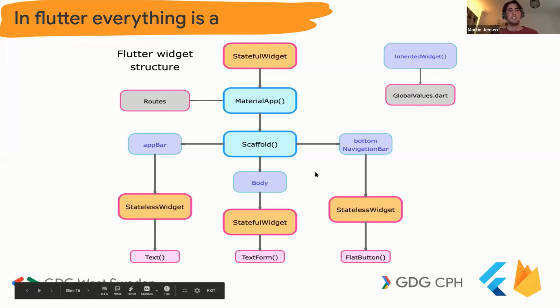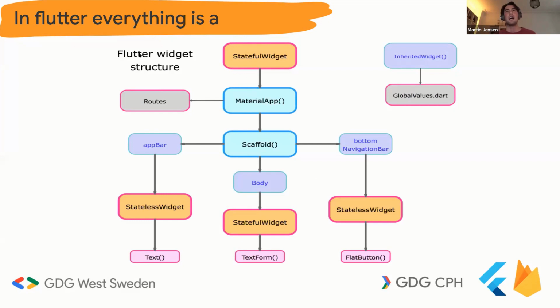So I mentioned something about widgets and a widget tree. And this is sort of what a widget tree is. It's how the app is. It's an example of an app that just has all these widget components, and each widget component might have a child component. So everything is a widget in Flutter.